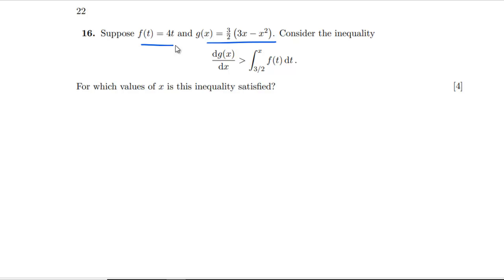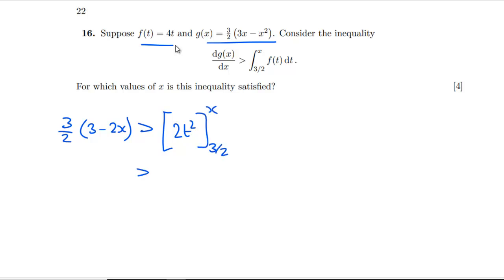Right, okay, so let's differentiate g of x then. We're going to get 3 over 2 times 3 minus 2x. And that needs to be greater than, so we're integrating 4t. So that's going to give us 2t squared, and that's from x to 3 over 2. So what we got there, 2x squared, and then we'll have 9 over 4 multiplied by 2, so minus 9 over 2.